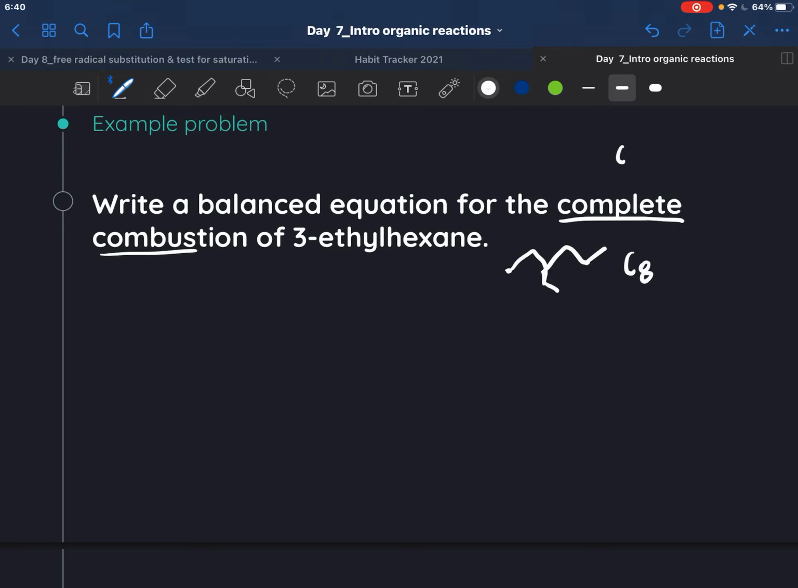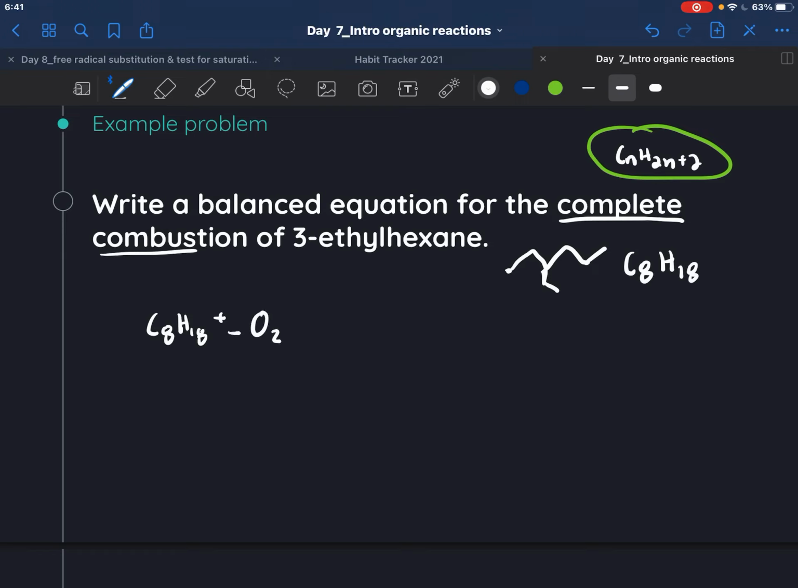And then I use the general formula for alkanes to determine the formula for 3-ethylhexane. If for some reason you forgot this general formula, you could always count the number of hydrogen atoms, but hopefully you remember 2n plus 2, so I have 16 plus 2 is 18. All right, C8H18. But it's combustion, my other reactant is going to be oxygen.